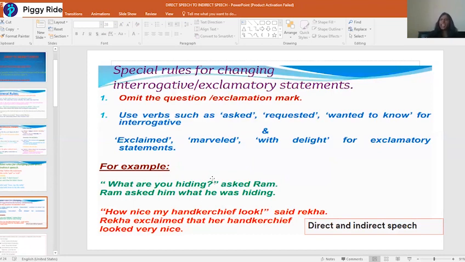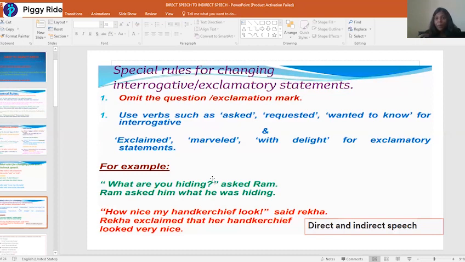Omit the question mark and the exclamation mark. You have to omit the question mark, the exclamation mark. Use verbs such as asked, requested, wanted to know. For interrogative, when you are interrogating, use verbs like asked, requested, wanted to know. Okay, for interrogative. And exclaimed, marveled, with delight, for exclamatory statements. So whenever you see that exclamatory statements are there, use exclaimed, marveled, and with delight.